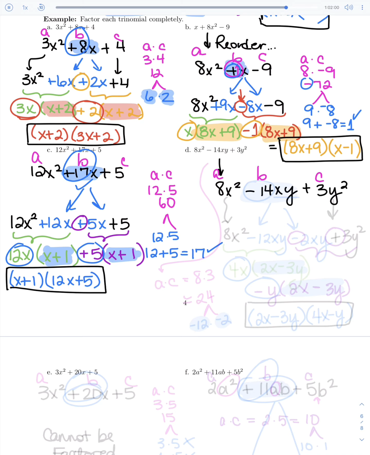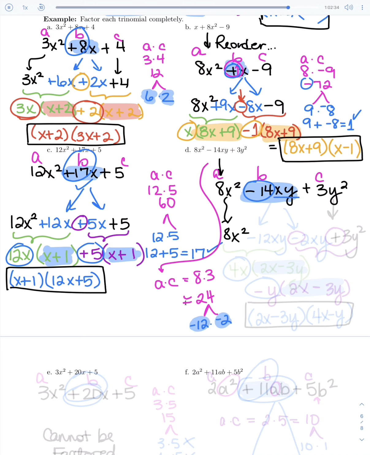On this one, I'm running out of room, so I'm going to do it down here. So our AC is 8 times 3, which is 24. So I need two factors of 24 that are going to add up to a negative 14, which is a negative 12 and a negative 2. So we've got our 8x squared minus, when we split up that middle term, the negative 14xy, we're going to split it up into a negative 12 and a negative 2.